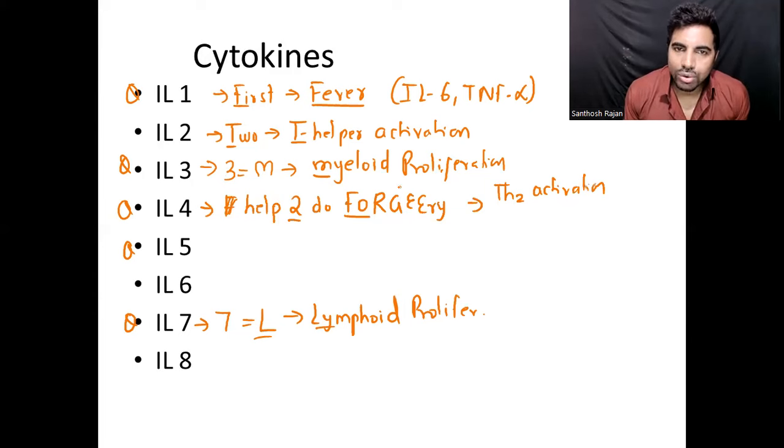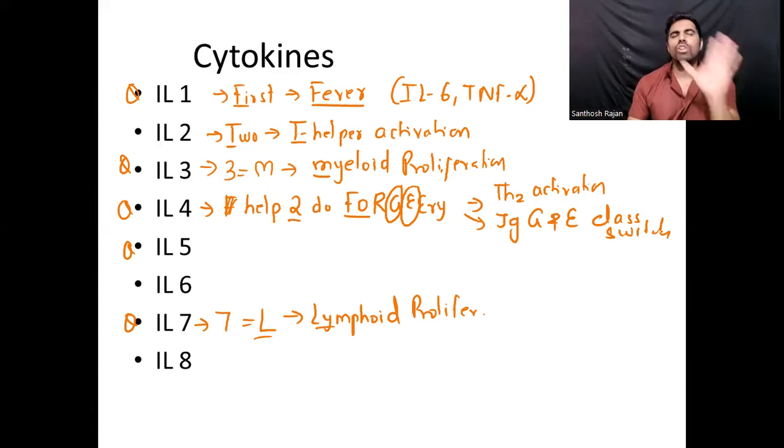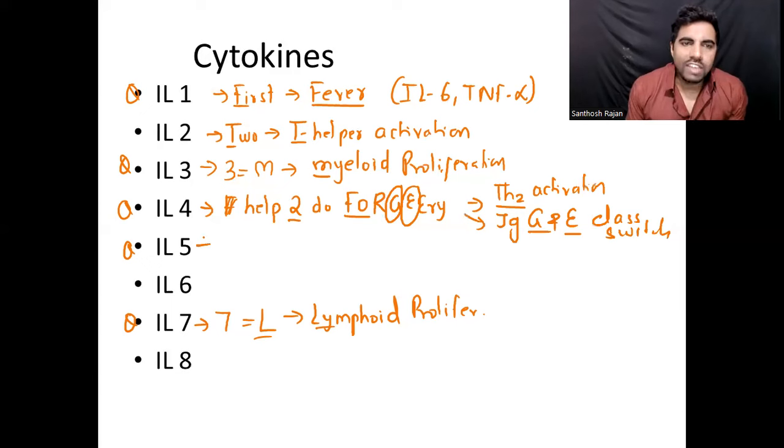And what is this, sir? Why did 4GE come? G is again for class switching, immunoglobulin G and E class switching. Forgery, four, G and E. Okay, important. And T helper 2, because 2, so help 2, T helper 2 activation. Interleukin 2 helps more in T helper 1 activation, but it can be both also.